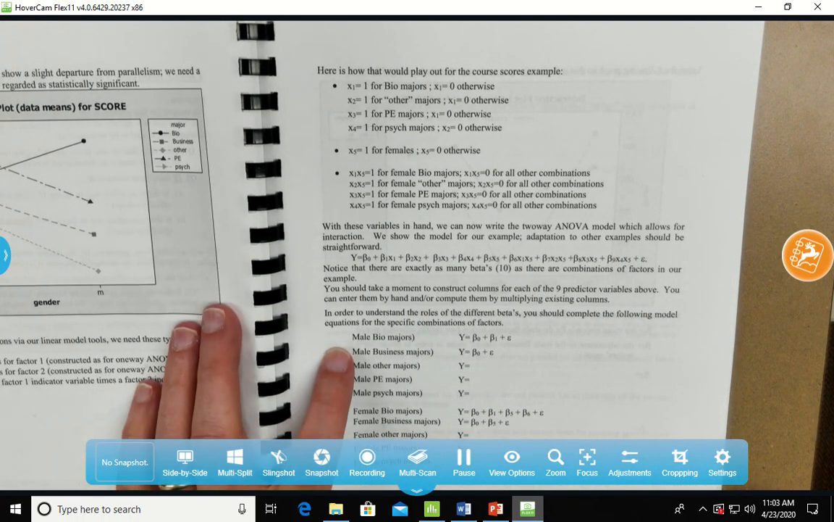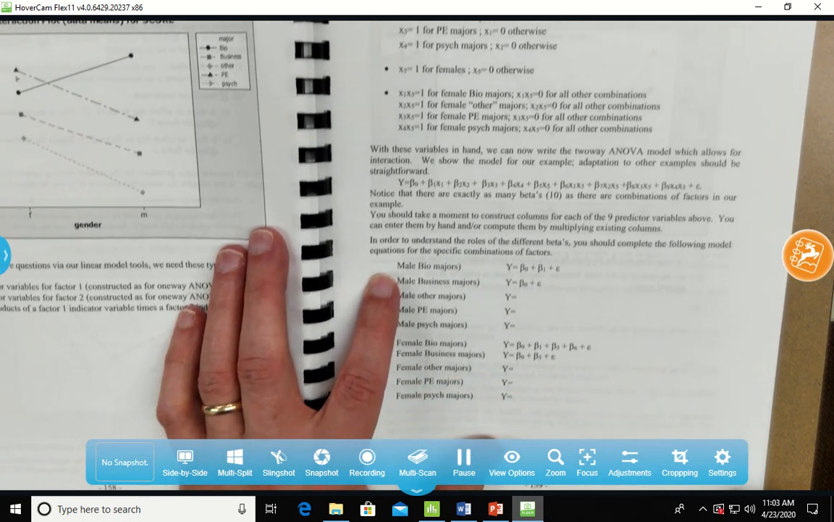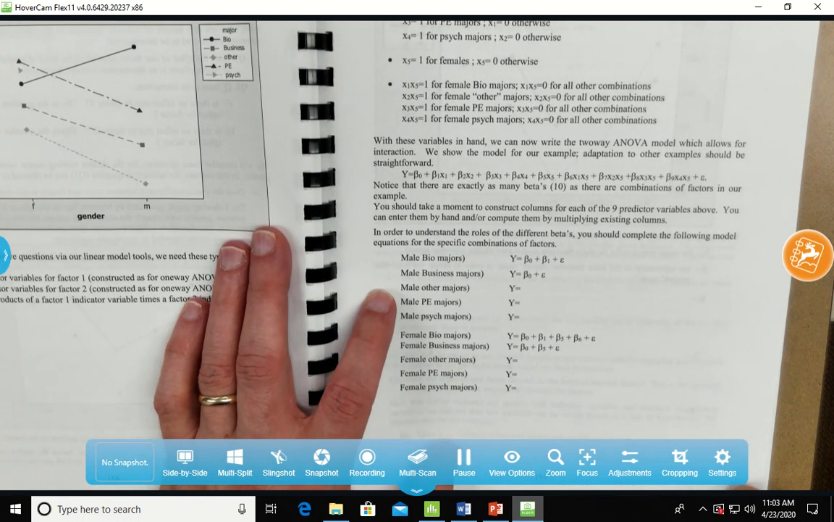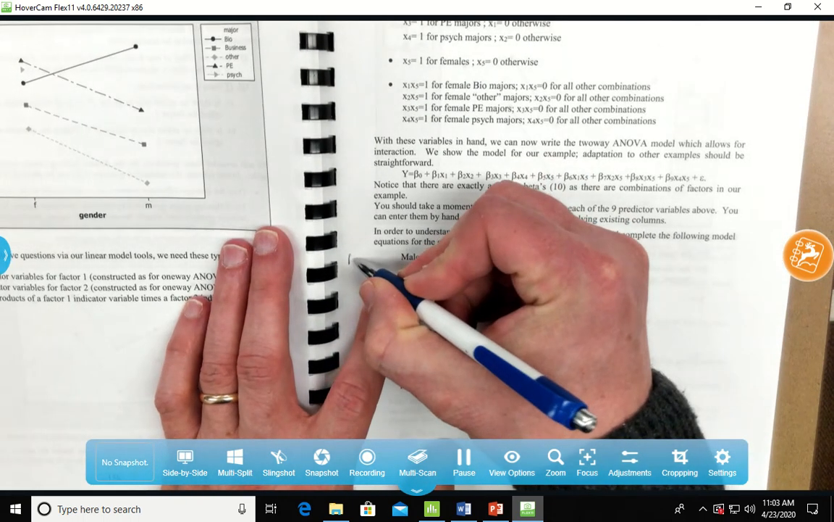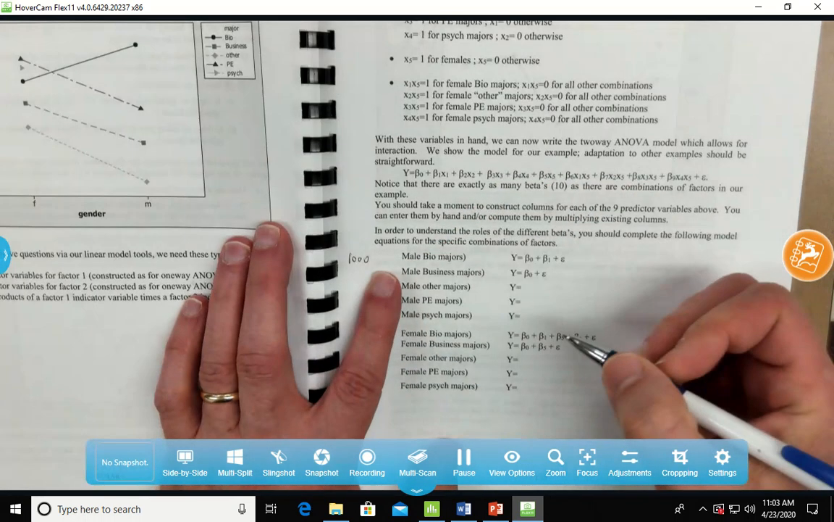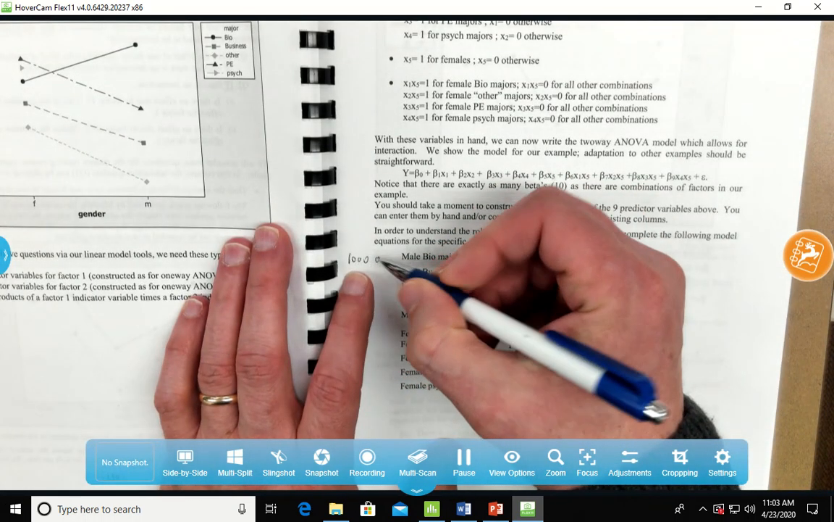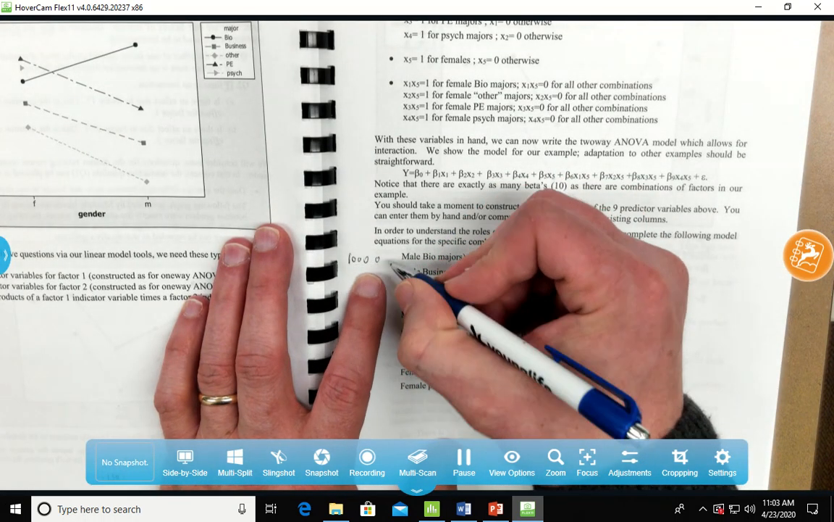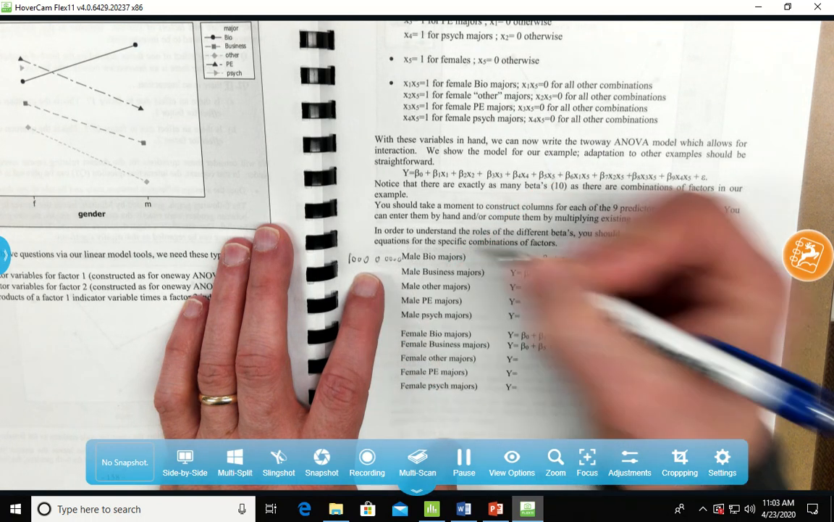So let's kind of remind ourselves of what we would have for the male bio majors. Remember, that would have been 1, 0, 0, 0. And since they're male, they get a 0. And then since there's a 0, the last 4 will all be 0.